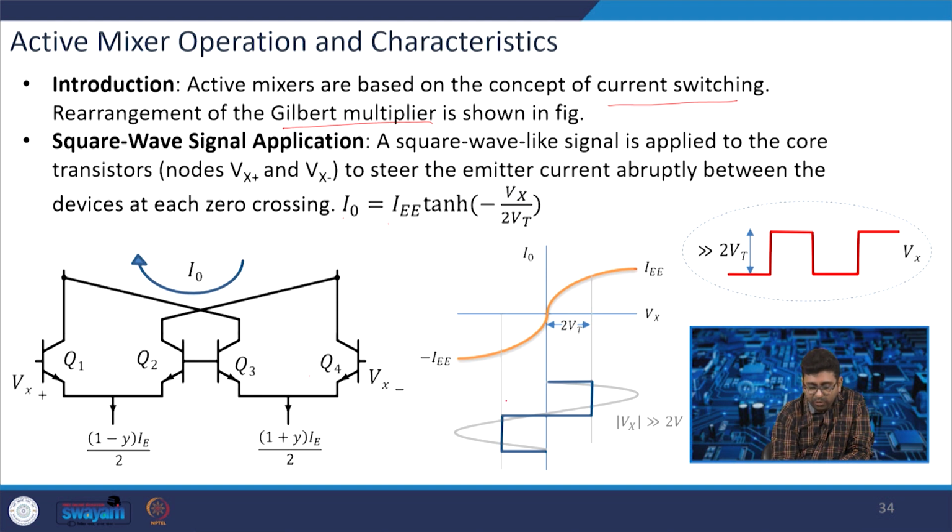And if you are completely switching this, a square wave like signal is applied to the core transistors Vx plus and Vx minus to steer the emitter current abruptly between the devices at each zero crossing. So, your I out is equal to IEE tanh of minus Vx by 2 Vt. So, this is your 2 Vt, meaning you at least need to have a high amplitude to have the complete switching. So, this is how this mixer can be used.